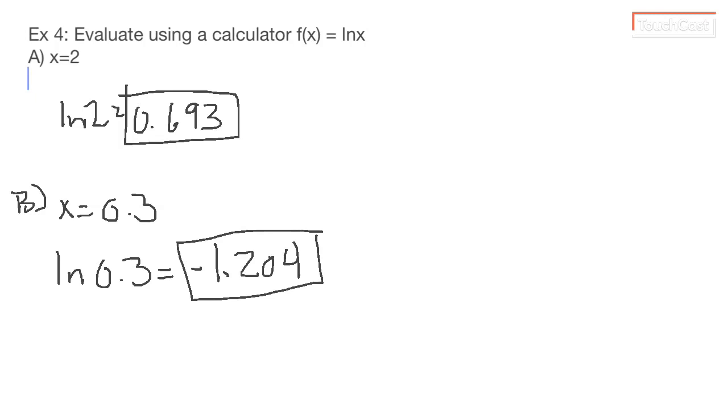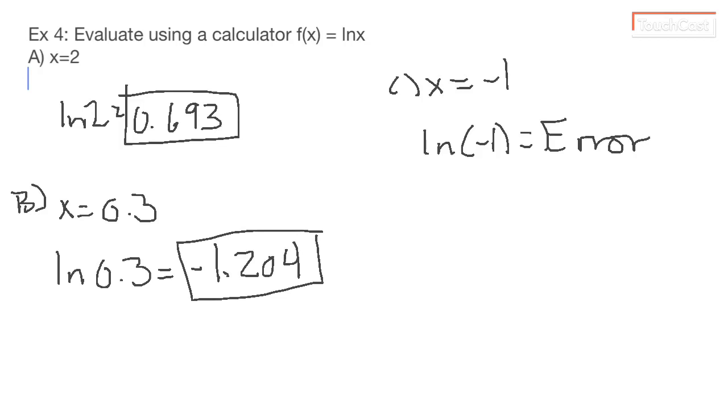Now, in some cases, say they tell you you need to use a negative number. Well, if you remember back to our little bit of notes on natural log, x can't be less than 0. So if we were to type in the natural log of negative 1, you're going to just get an error message when you type that in, because it just doesn't work.